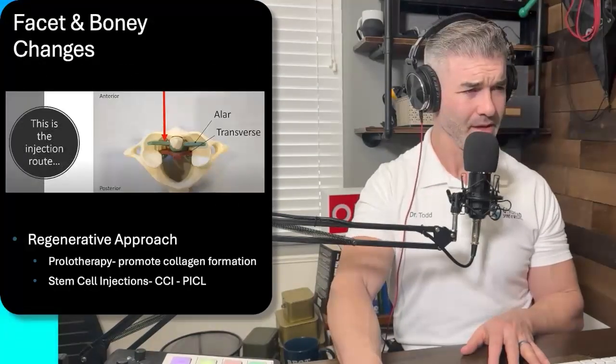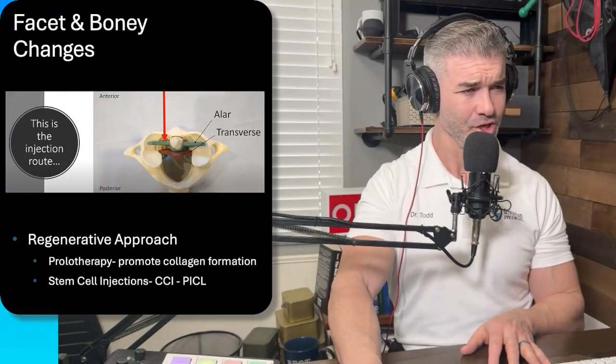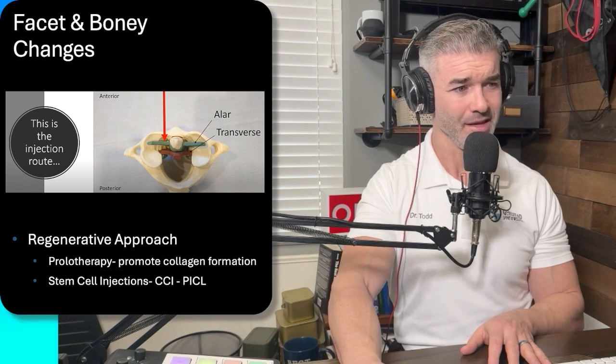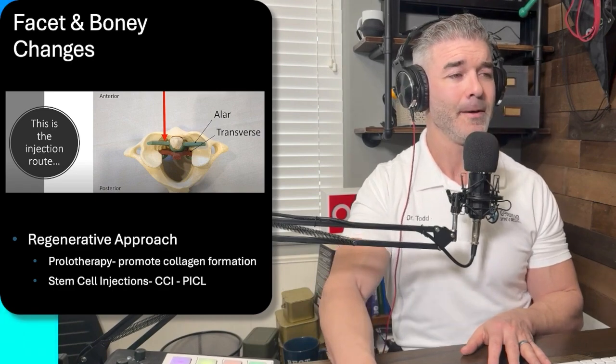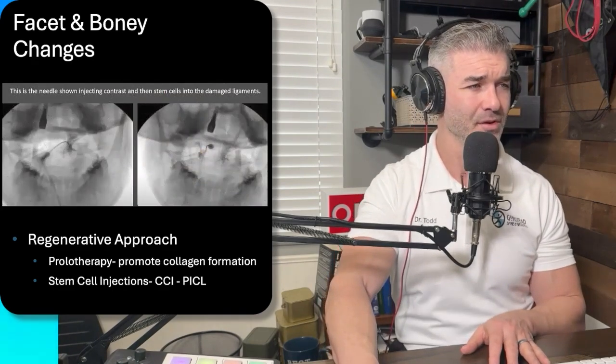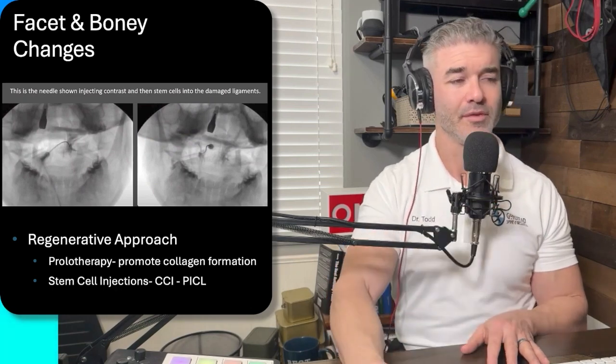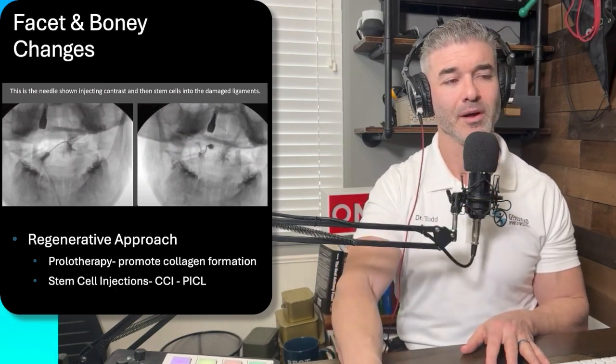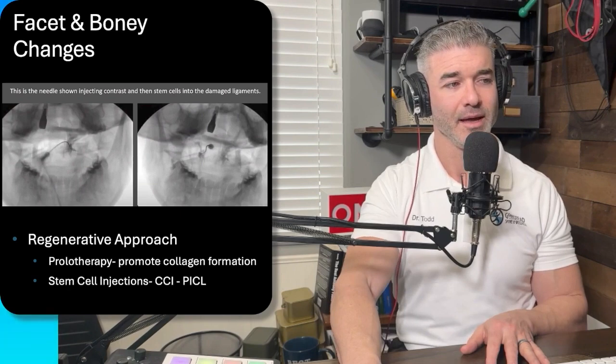This is showing the upper cervical spine. This is the injection route. So that's showing the PICL approach at the Centeno Schultz Clinic. This is the needle shown injecting contrast and then stem cells into the damaged ligaments. This is something that we covered in the previous presentation when we were talking about upper cervical instability and the stem cell injection route up there.